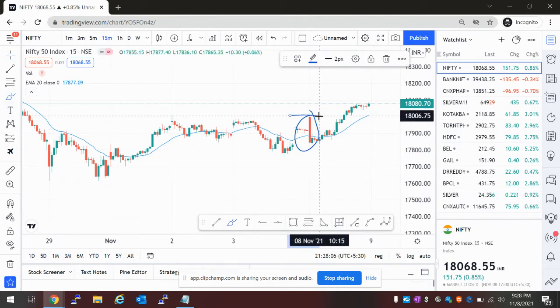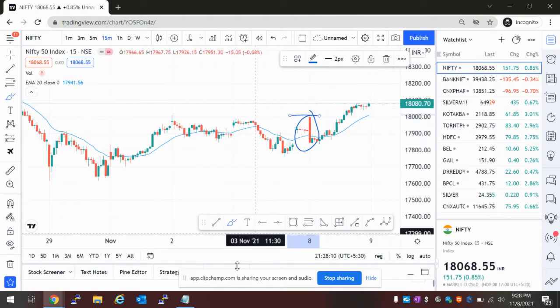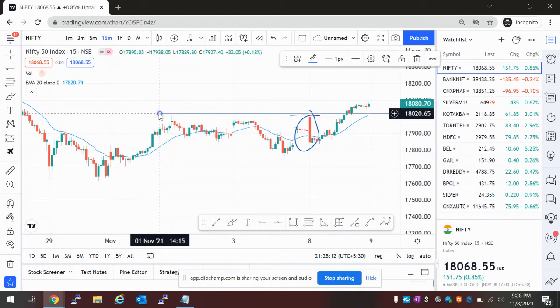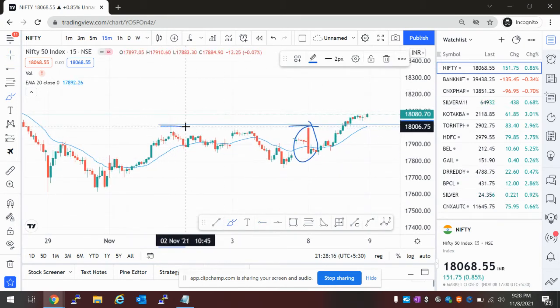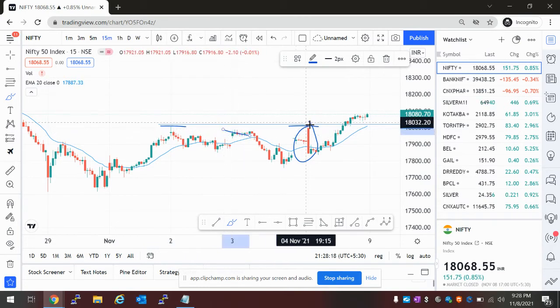And as I said in the last video, 18,000 is going to be resistance, because this level was also tested one time before, and it fell down. The same level today, in the first 15 minutes there was some selling in the market, and it fell up to 17,850.